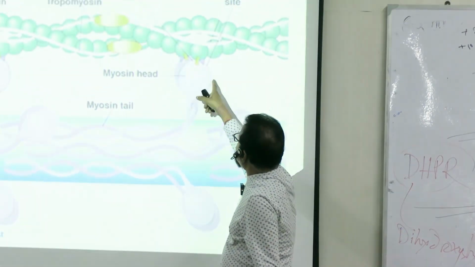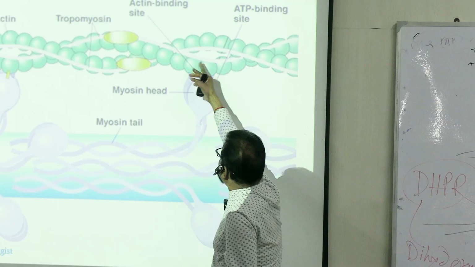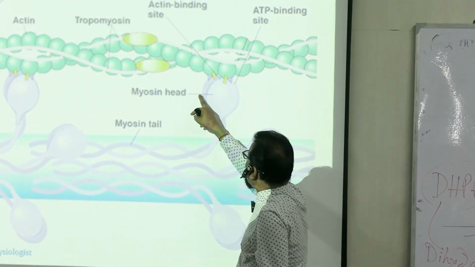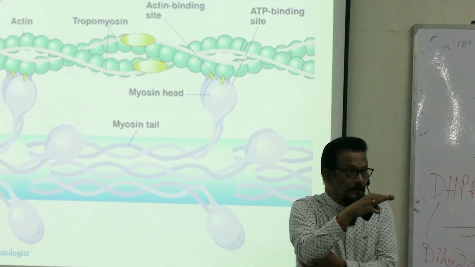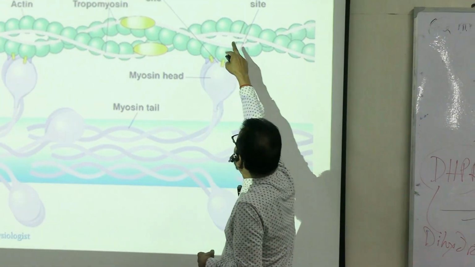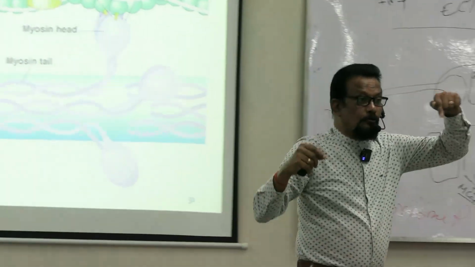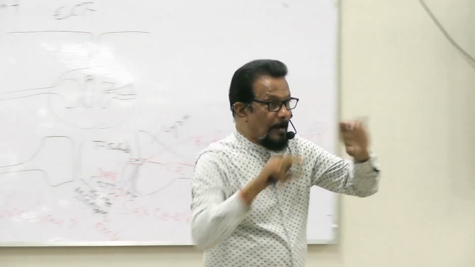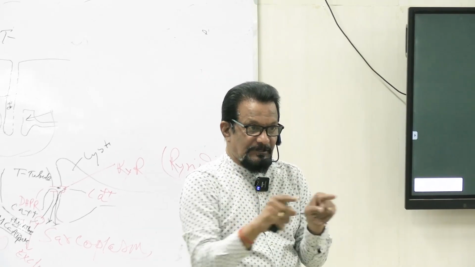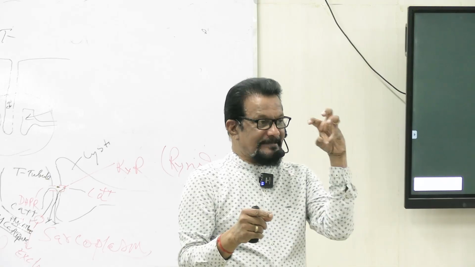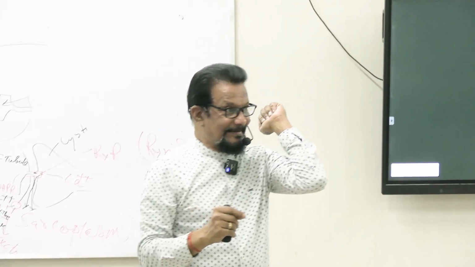So what is there? Before it becomes bound to this, the myosin head has ADP and Pi plus energy. It is ready with it. So when calcium ion is released and becomes bound to troponin C, then what will happen? This thread will be removed from there. Now this myosin binding site is open, so myosin will come and bind.